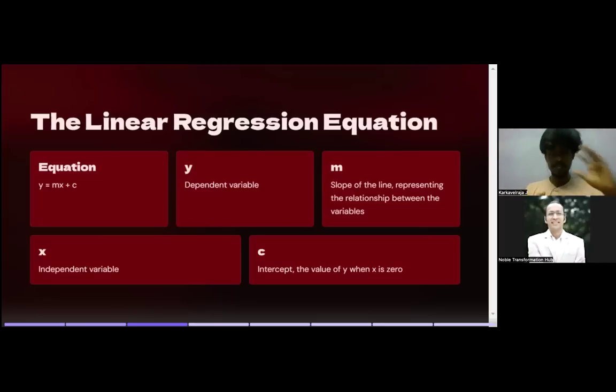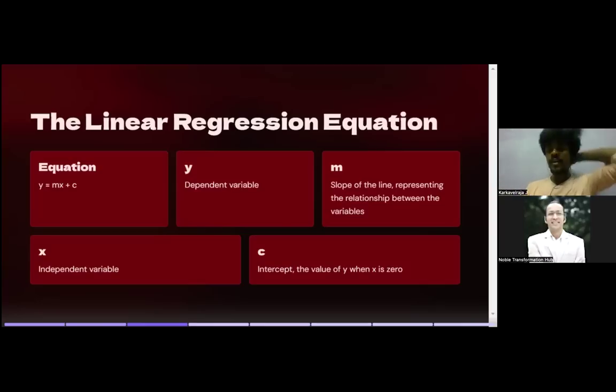In order to predict the y, that is the outcome. What is c? It is an intercept, the value of y when x is 0. When the x value is 0, what is the value of y? I hope this is going to be very, very simple.